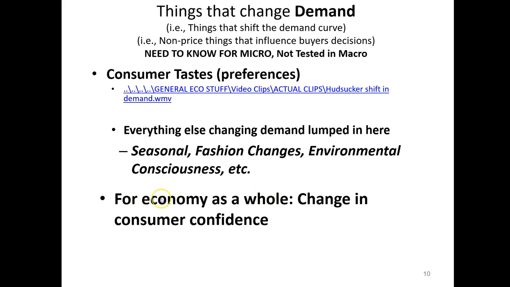Now, from a very macroeconomic standpoint, something that would increase demand for everything, or rather, the total amount of spending that people would do when you add up all of their demand at each price level. Well, if consumers are very confident about the economy, they're more likely to spend. So that's one of the macroeconomic factors that would increase aggregate demand, right?